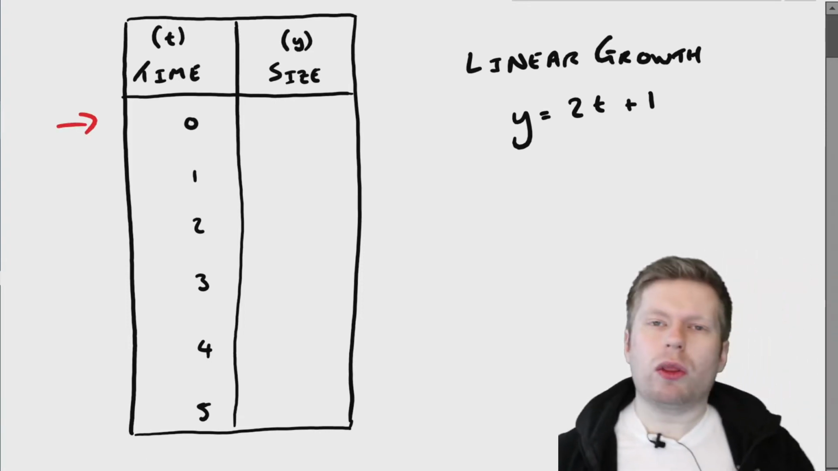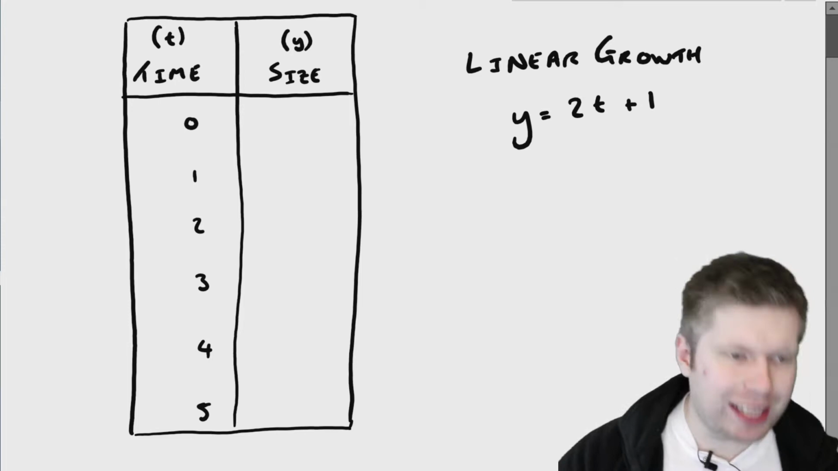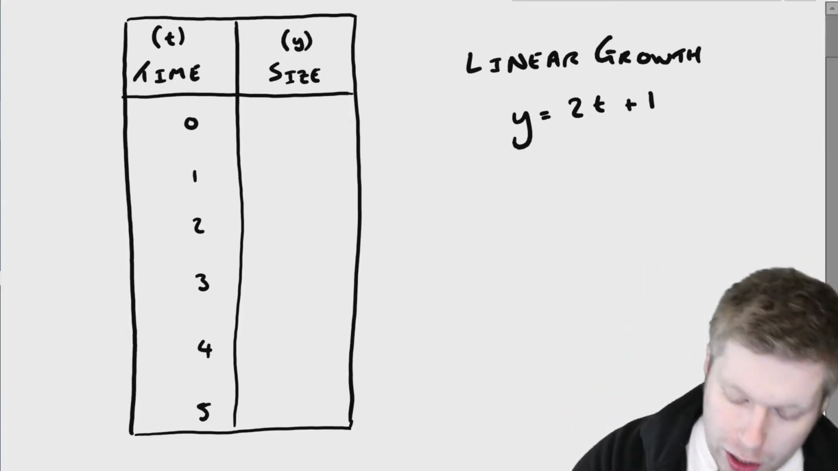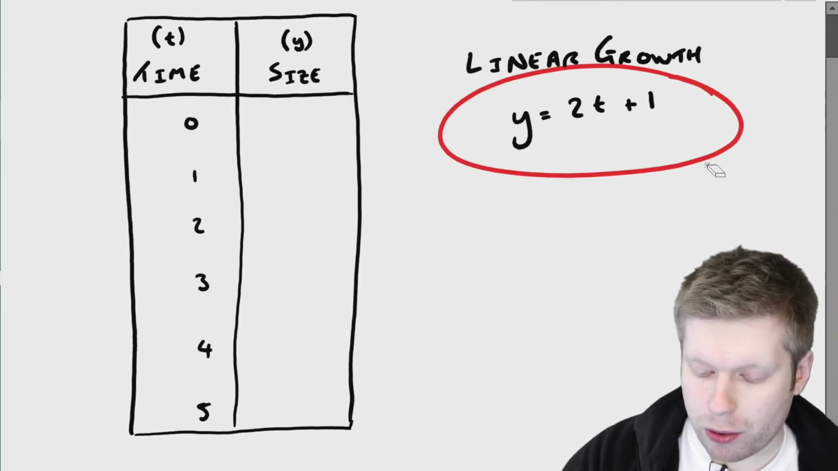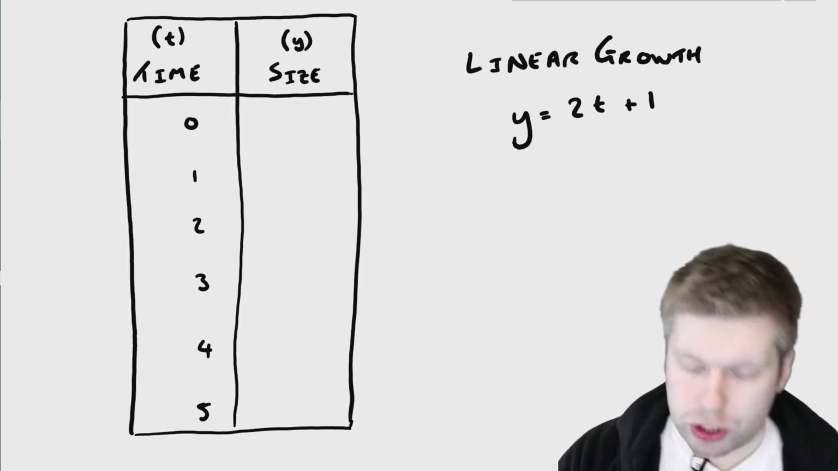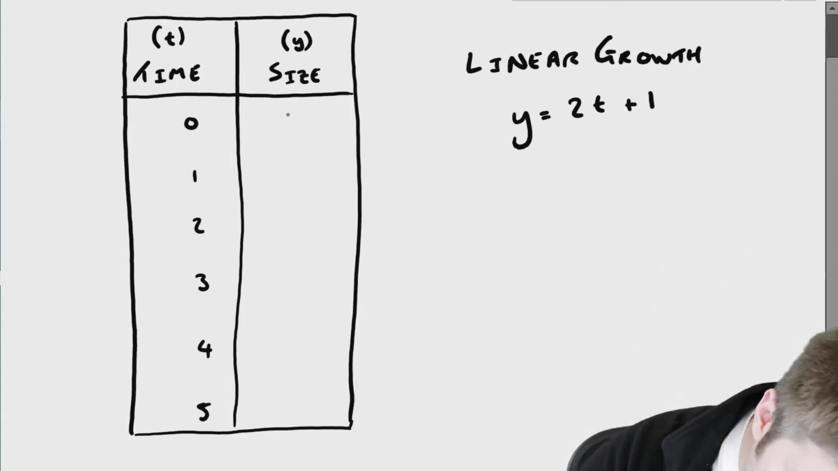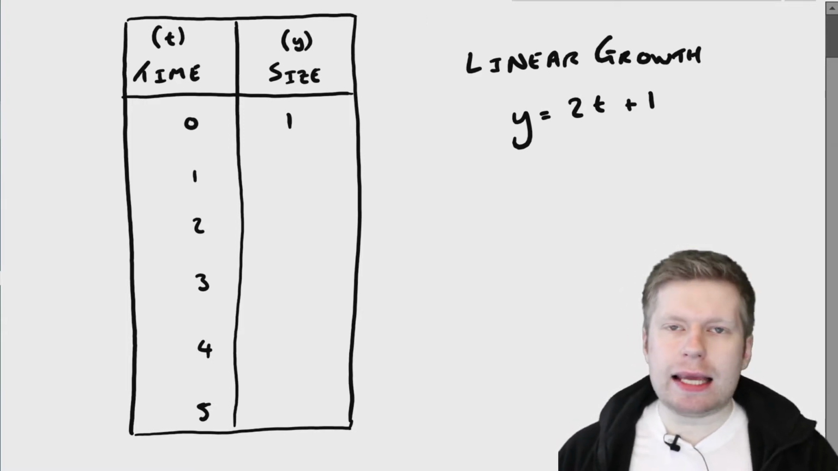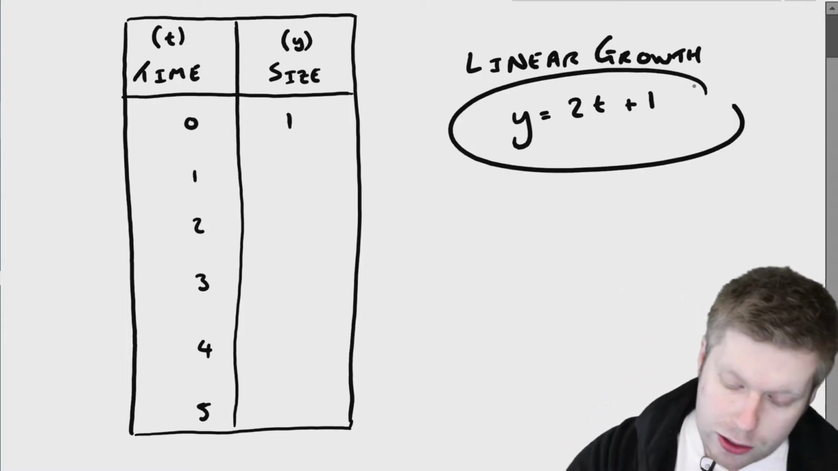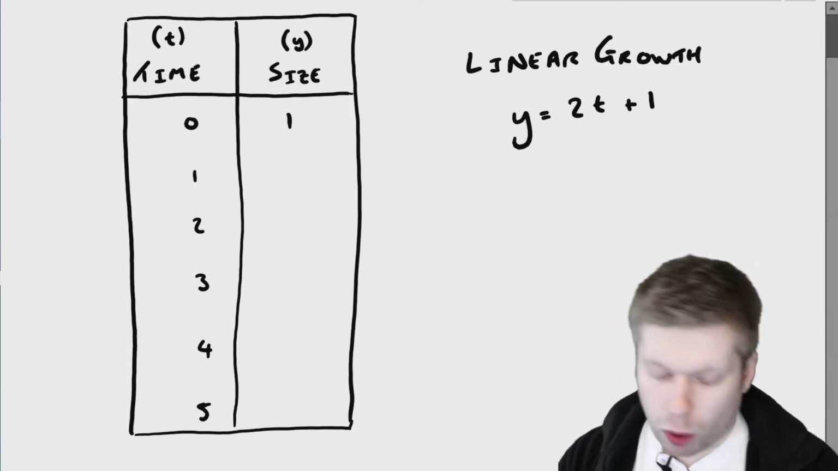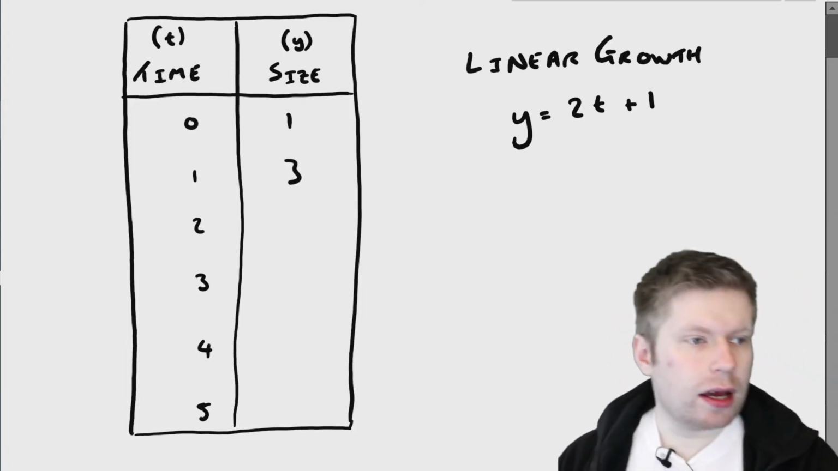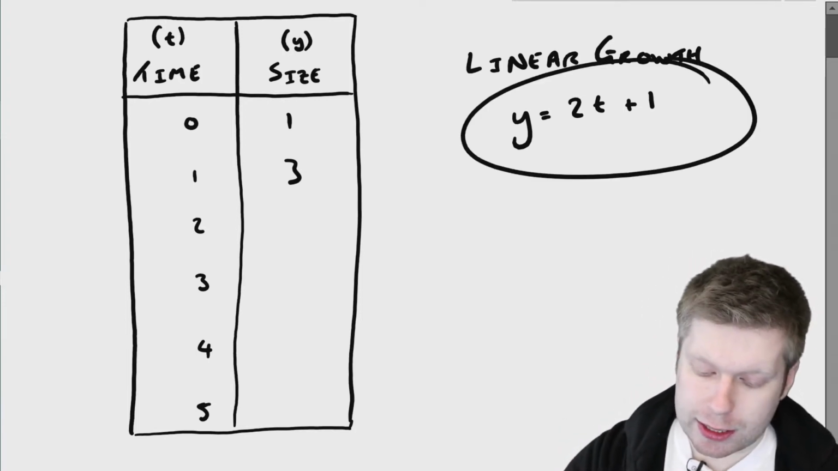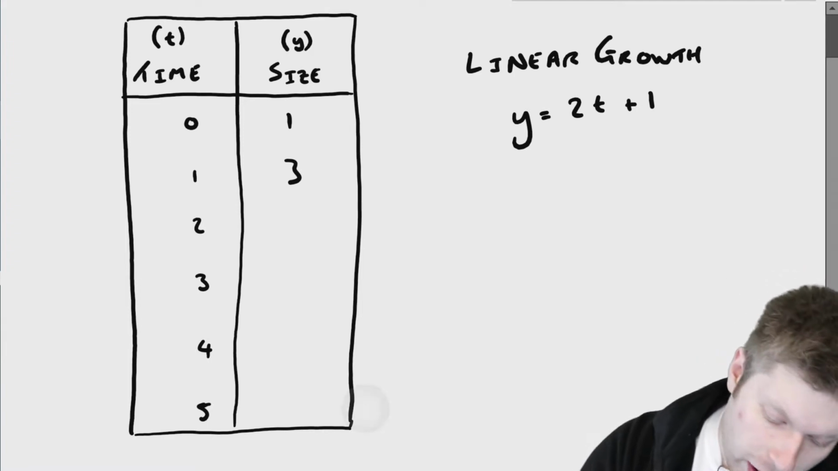So at time 0, in other words, at the very start of my time period, at the very start of my experiment, okay, what is the size of my population? Well, I just simply need to stick t equals 0 into this equation. So 2 times 0 is 0 plus 1, so the size of my population will be 1 at time 0. Let's see what happens a year later. So at year 1, I'm just going to stick 1 into this equation. So 2 times 1 plus 1, that's going to give me 3. So that's my size at year 1. At year 2, what's the size of my population? Again, I'm just going to stick t equals 2 in this equation. So that's going to be 5.